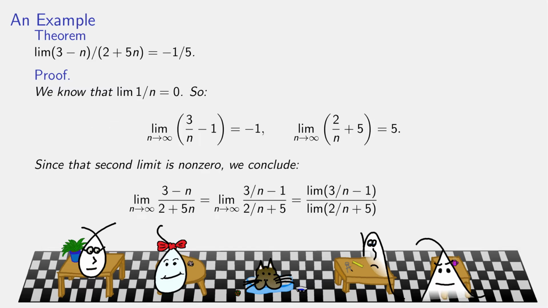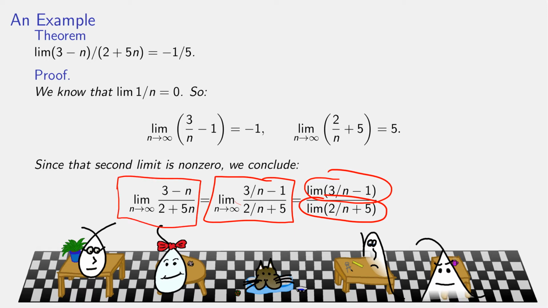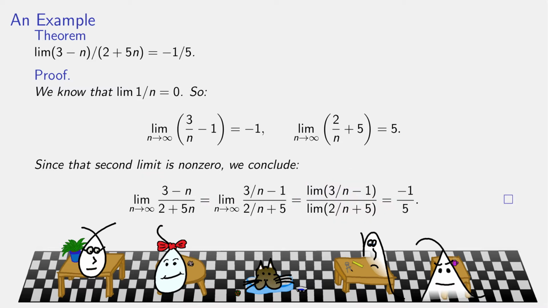Very similarly, you can conclude that the limit of 2 over n plus 5 is just 5. It's really the same steps. Since that limit is non-zero, I can conclude that this limit down in the denominator is not 0, so this limit divided by that one can be reinterpreted as this quotient, which algebraically simplifies down to this. And we've just established that that limit on top is -1 and that limit on bottom is 5. So overall, the limit of 3 minus n over 2 plus 5n is -1 over 5.